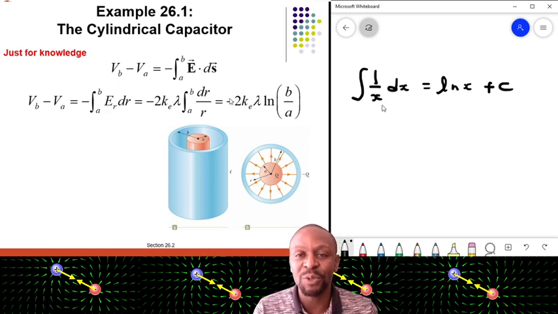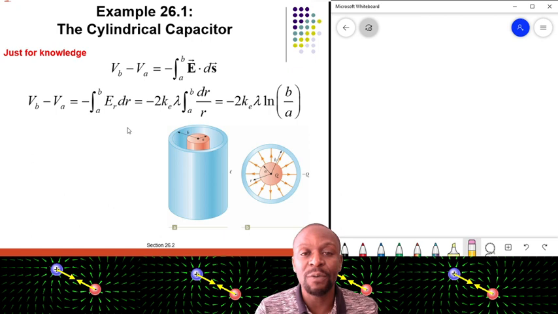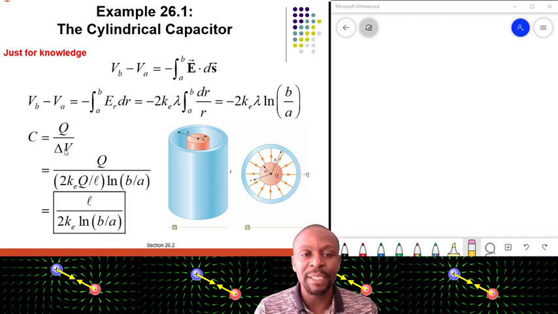I just want you to go back to your maths to always remember that when you integrate 1 over x, this is the natural log of x plus c. Now, if you apply the same thing for the integral of 1 over r dr, you are just going to have this, and if you put the integration limits there, this is the change in potential. The question was asking for the capacitance. Capacitance is Q divided by the change in potential. Therefore, if you plug in the change in V, the Qs will cancel, and you will end up with the capacitance defined by this equation here.